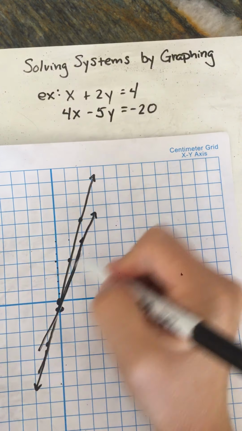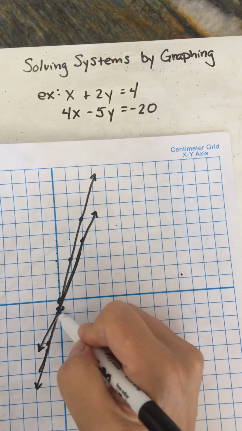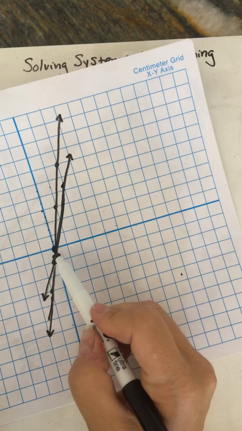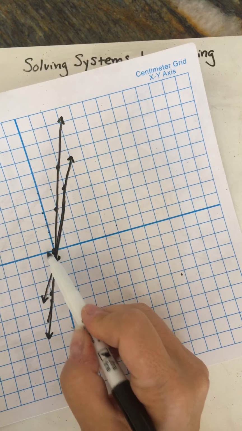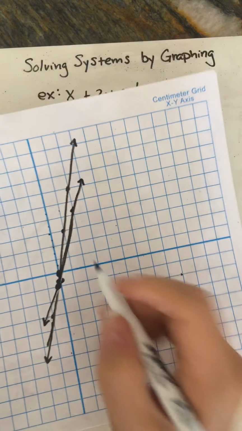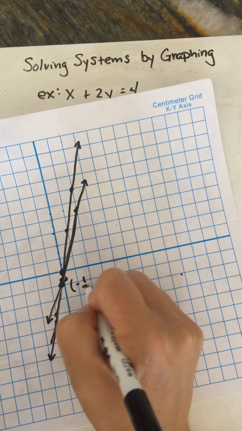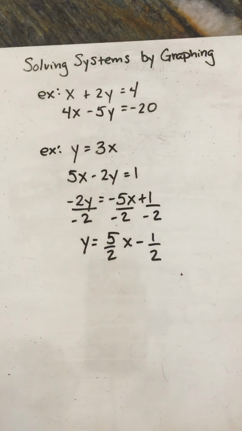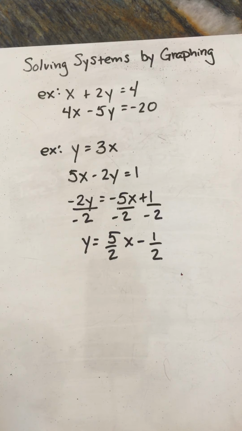Okay, so these are our lines, and we're looking to see where they cross. It looks like they cross right around there, so that's like negative 1/2, I'm just estimating, negative 1/2, negative 1. So that's the other way you can do that. All right, so there's the graphing. Go ahead and work on that and come back when you're ready. I think we'll do substitution next. All right.